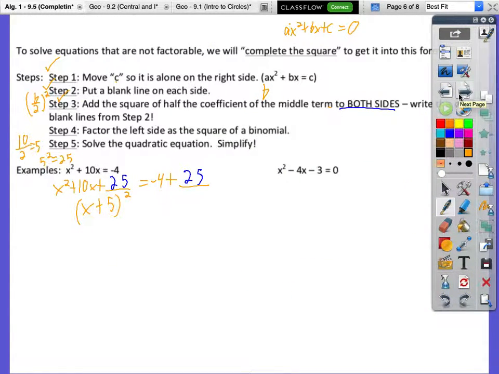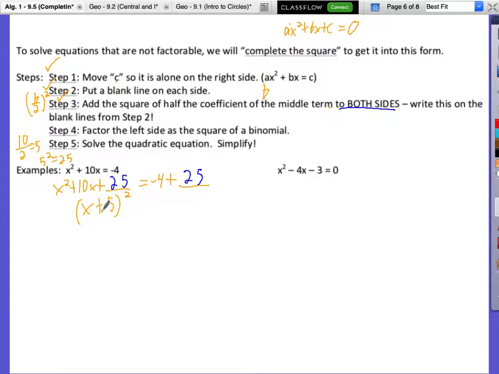So here, when we divide this b by 2, we divide 10 by 2, this 5. That's exactly what's going to go in that parenthesis, every time. And then you square it as well, and that's what goes on the blanks. Because we're saying x squared plus 10x plus 25 is x plus 5 all being squared. But we had to add 25 to both sides to make that happen. We had to complete the square.